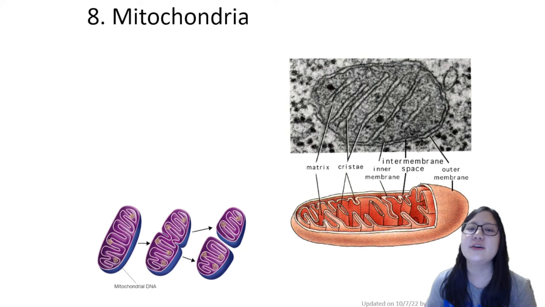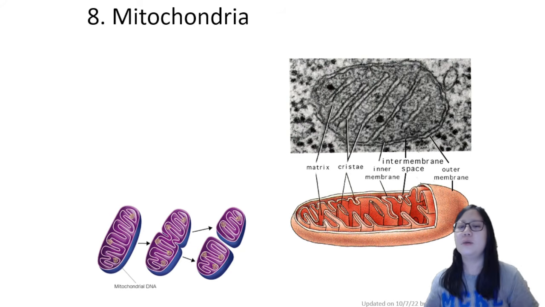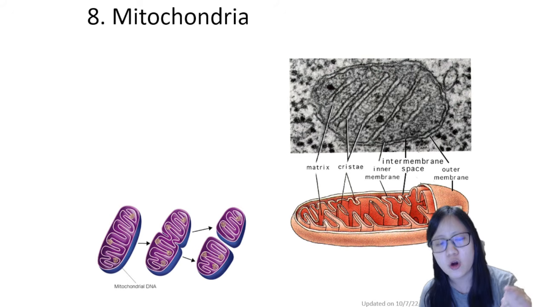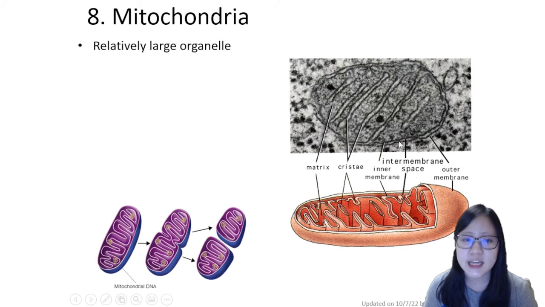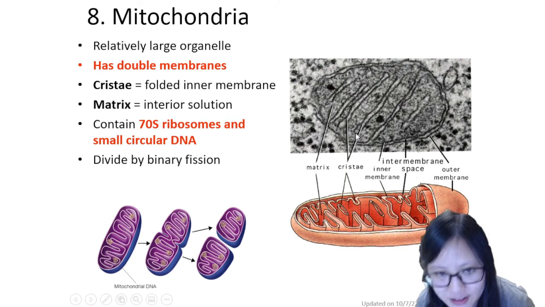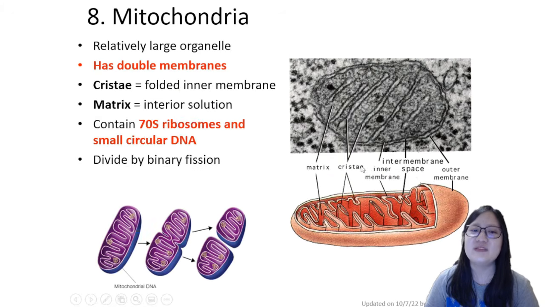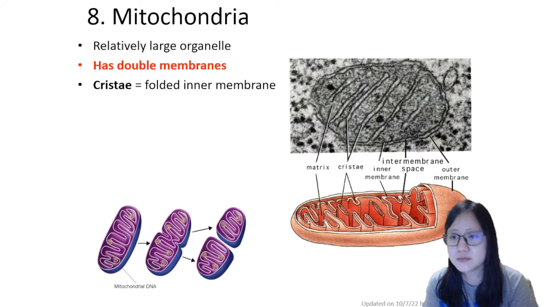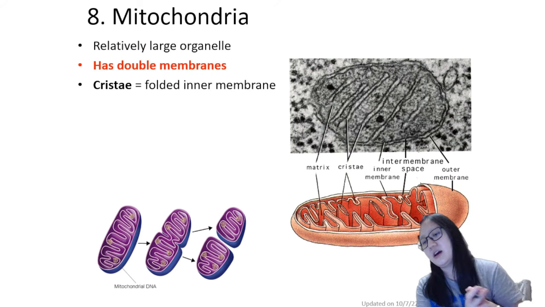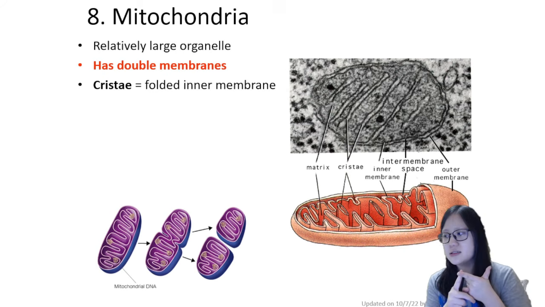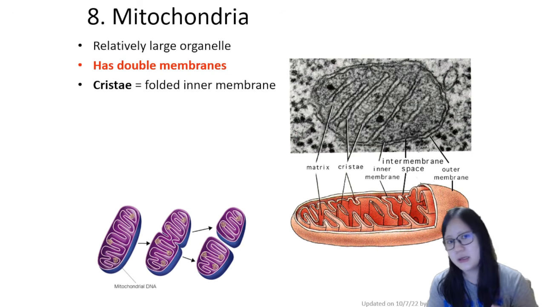Number 8, mitochondria. Now, we all know mitochondria is the powerhouse of the cell, but if you write it in an exam in Cambridge, you'll get it wrong. So what should you write instead? Mitochondria synthesizes energy in the form of ATP. Okay, it's not here yet. Let's look at some of the other details first. Now, it is a relatively large organelle. It's not as large as the nucleus. I think if you put them in order, nucleus is largest, followed by the chloroplasts, followed by the mitochondria. So, mitochondria.